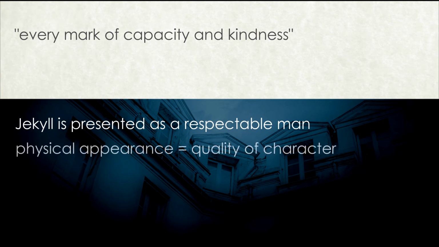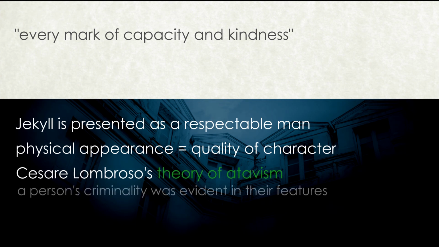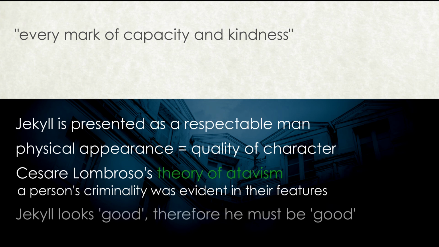Cesare Lombroso's theory of atavism proposed that a person's baseness of nature and their consequent criminality not only was inherited, but was also evident in their physical features, such as the shape of their skull or their nose, or the size of their jaw or their eyes. Likewise, a person's good breeding and kind nature were also manifested in their features, and Jekyll, from Utterson's description of him, appears to fit this stereotype, which elicits our sympathy.